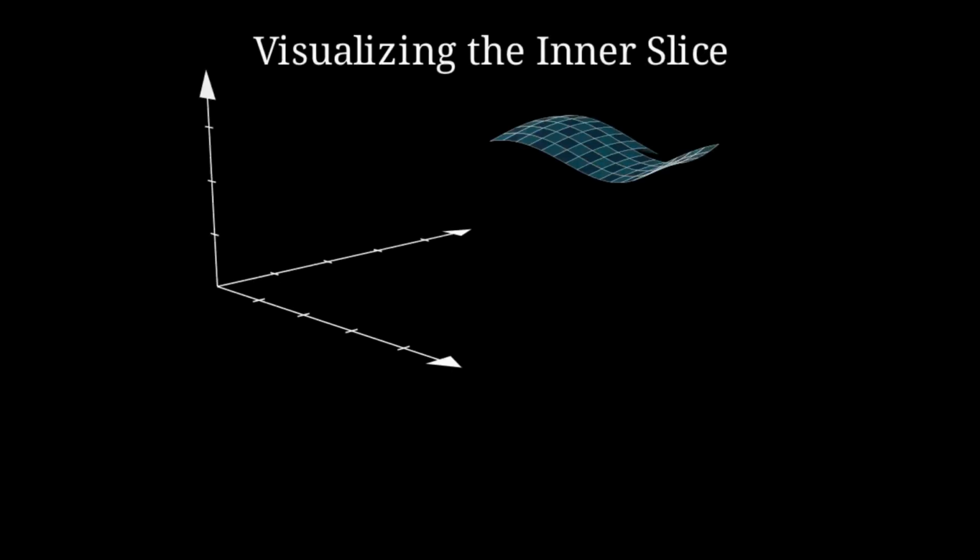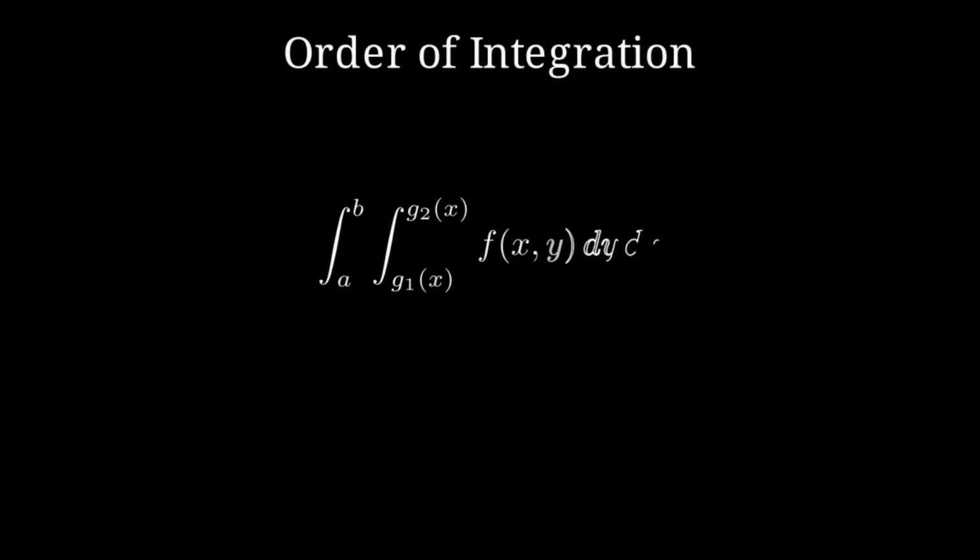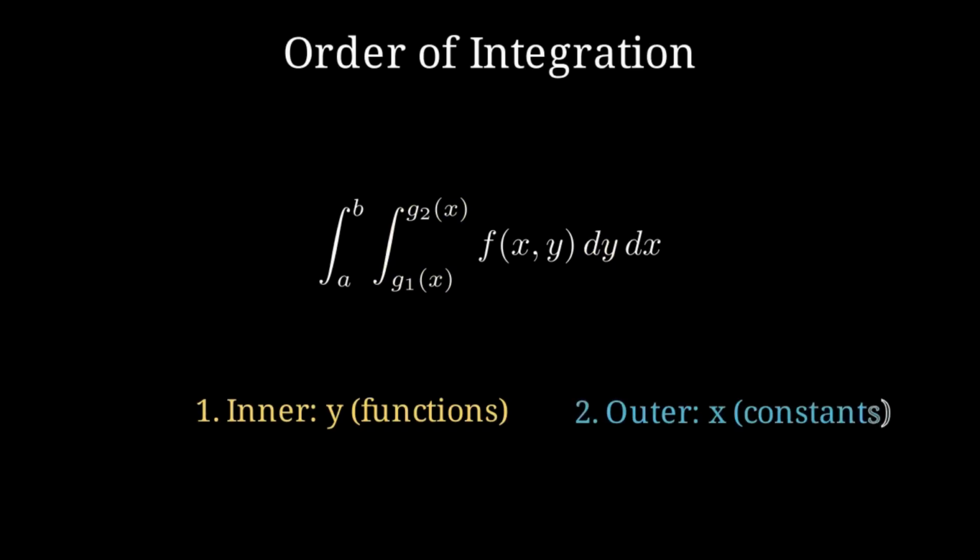Think of the inner integral as finding the area of a cross-sectional slice at a fixed x. By integrating these slices from x equals a to x equals b, we accumulate the total volume of the solid. The order is crucial. For vertically simple regions, we always integrate with respect to y first. This allows the variable x to remain in the expression until the final step of the outer integration.